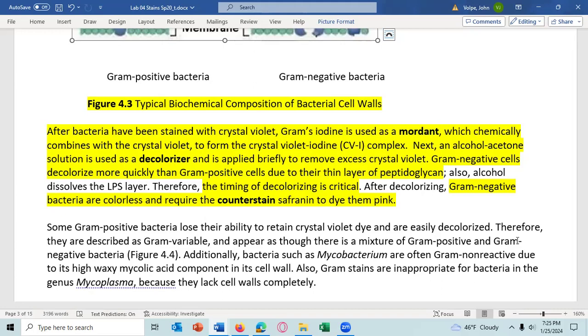The timing of decolorization is critical, and I'll talk a little bit more about that later in this lab. All right, any question about any of that?